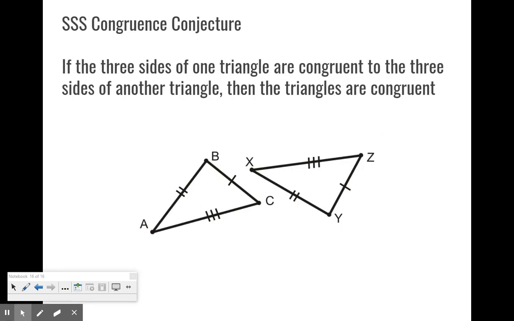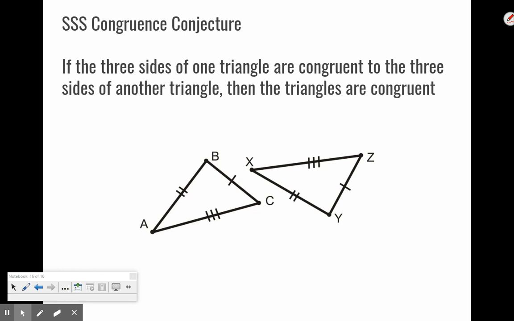All right, the first congruence shortcut, now remember these are just for triangles. We call this the side-side-side congruence conjecture. The side-side-side congruence conjecture says that if the 3 sides of one triangle are congruent to 3 sides of another triangle, then the triangles are congruent to each other.